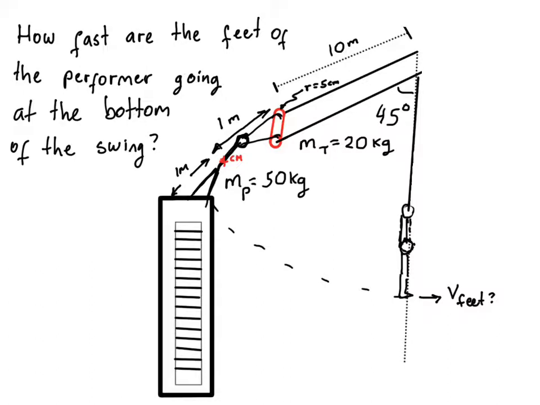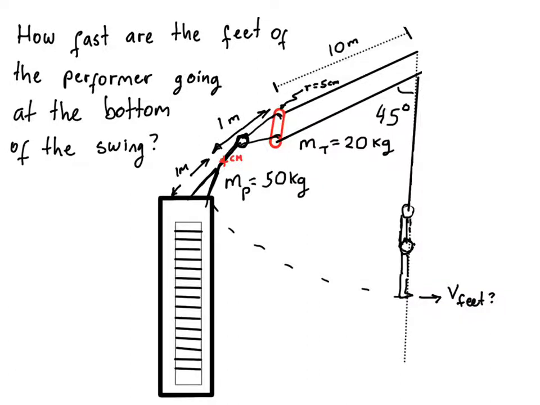Alright guys, I have here a review problem dealing with energy conservation and rotational motion. So let's take a look at this picture that I made. This is about a trapeze performer, a circus performer who is holding onto a trapeze. You can see that the trapeze is 10 meters long.